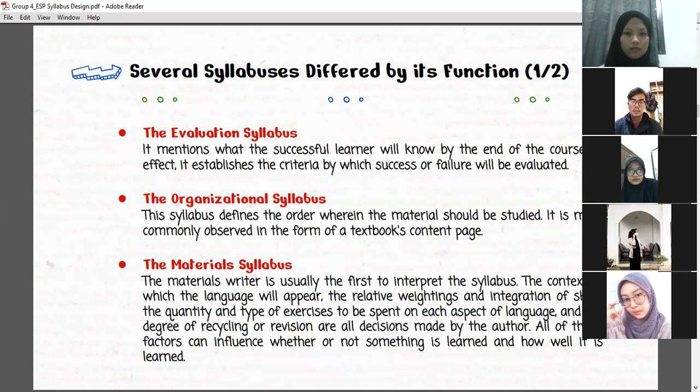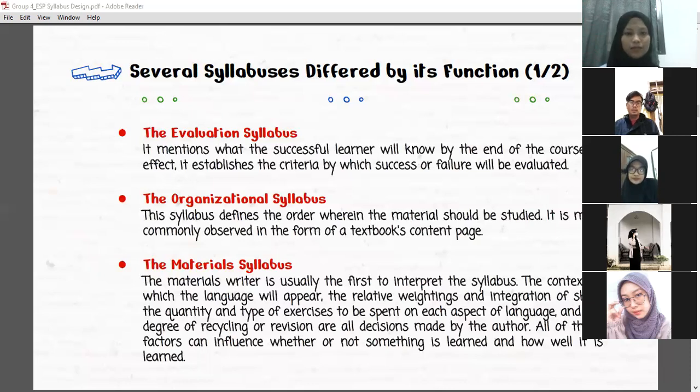Next is the materials syllabus. The materials are usually the first interpretation of the syllabus, so the context in which the language will appear, the relative weight of things and integration of skills, the quantity and type of exercises to be spent on each aspect of language, and the degree of recycling or revision are all decisions made by the author. All of these factors can influence whether or not something is learned and how well it is learned. For example, if specific vocabulary items are provided in texts that appeal to the learners, they are more likely to be remembered since the learner's attention will be drawn to them.